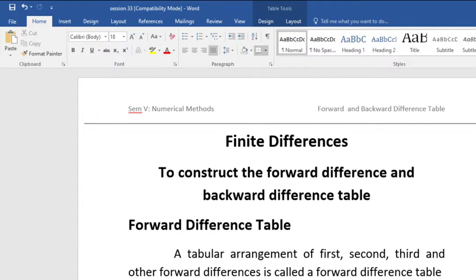In this video, we are going to discuss BSc 5th Sem Paper 2 Numerical Methods, the third unit, Finite Difference. This is the third session in the finite difference unit. In the last session, we learnt about forward and backward differences, and here we are going to study construction of forward and backward difference tables.